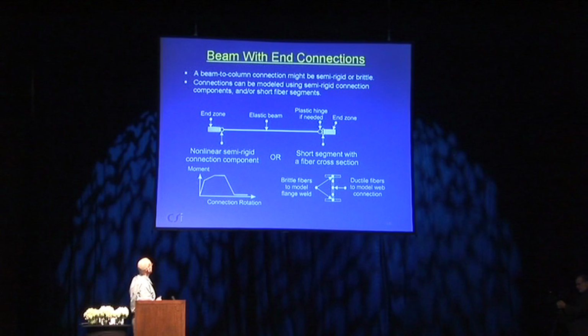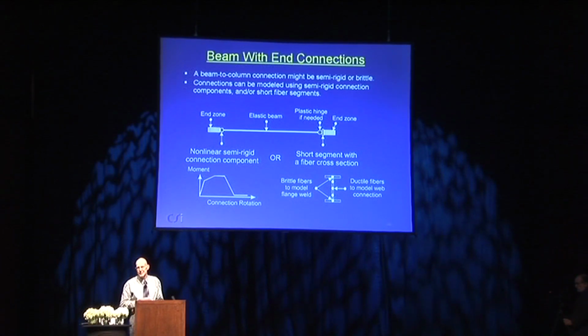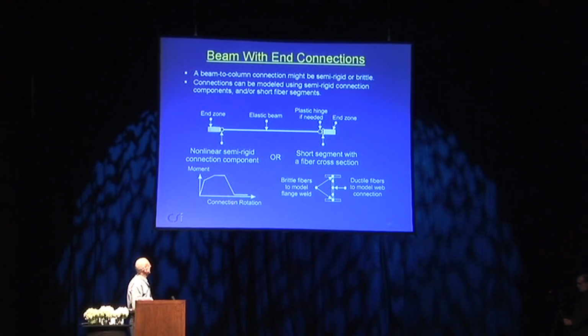So one thing you might do is use a semi-rigid moment connection. I'm talking here about Perform. It has a semi-rigid moment connection with a moment versus rotation relationship like this. You might use this for, say, a semi-rigid bolted connection of some kind. You would have to know the moment-rotation relationship for the connection, and you would put in a component here which does this.